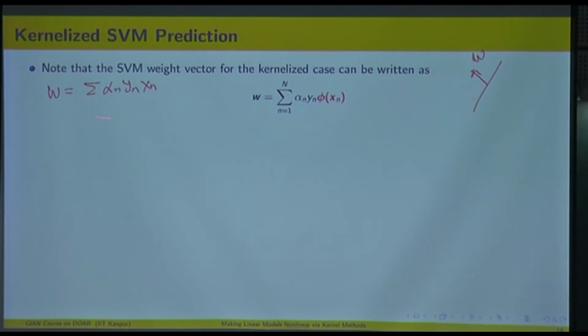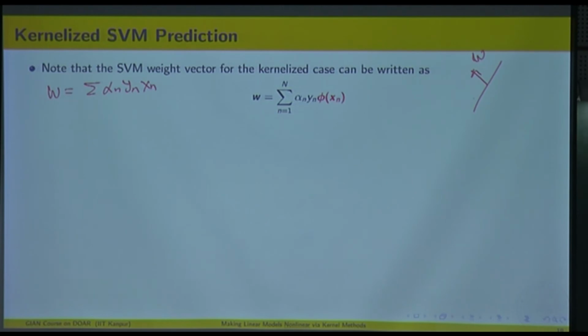If the SVM solution looks like this in the original space, what will it look like in the new space? I simply have to replace x by phi of x. Clear? So my weight vector of SVM in the new space can be represented identically to how I represent the solution in the linear space. Now there's a subtle point to keep in mind: if x is finite dimensional, suppose x is d-dimensional, I can compute and store w. What will be the dimensionality of w here? D, because it's just a linear combination.